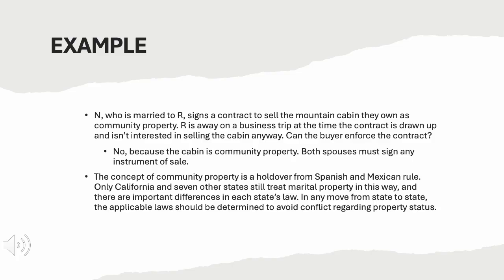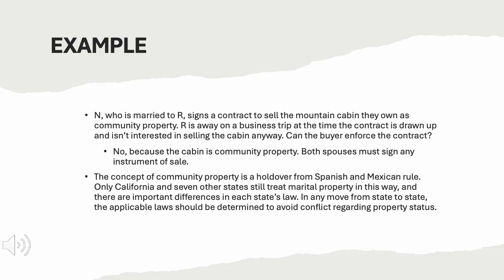Example. N, who is married to R, signs a contract to sell the mountain cabin they own as community property. R is away on a business trip at the time the contract is drawn up and isn't interested in selling the cabin anyway. Can the buyer enforce the contract? No, because the cabin is community property. Both spouses must sign any instrument of sale.